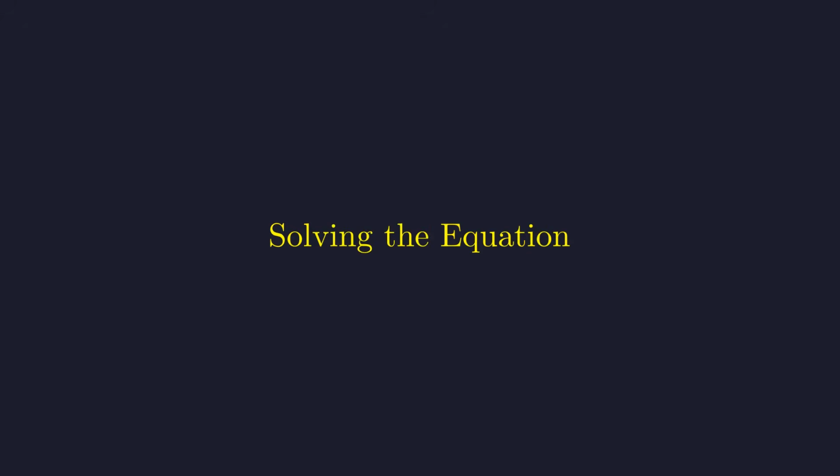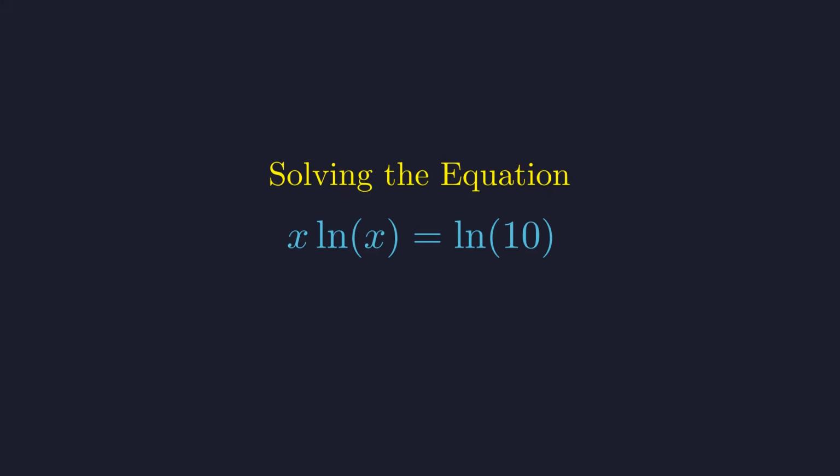Now, armed with this deeper understanding, let's return to the equation that started it all. Our goal is to reshape the left side into the form z times e to the power of z. To do this, we'll rewrite x as e to the power of its own logarithm. This subtle move unlocks the substitution we need.